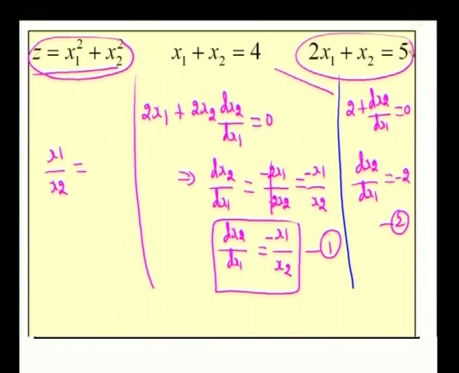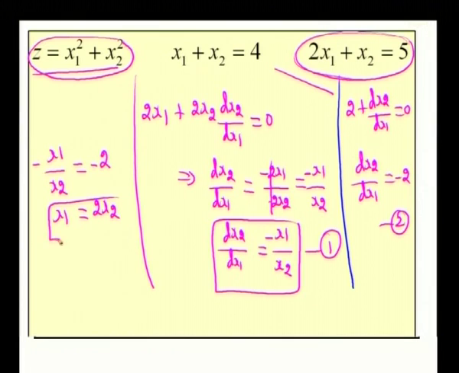Now, the gradient of the line 2x1 plus x2 equal to 5 is obtained by differentiating this equation with respect to x1, which implies 2 plus dx2 by dx1 equal to 0. From this, dx2 by dx1 equal to minus 2. We name it as equation 2. Now, by making use of equation 2 in 1, we have minus x1 by x2 equal to minus 2, which gives us x1 equal to 2x2.